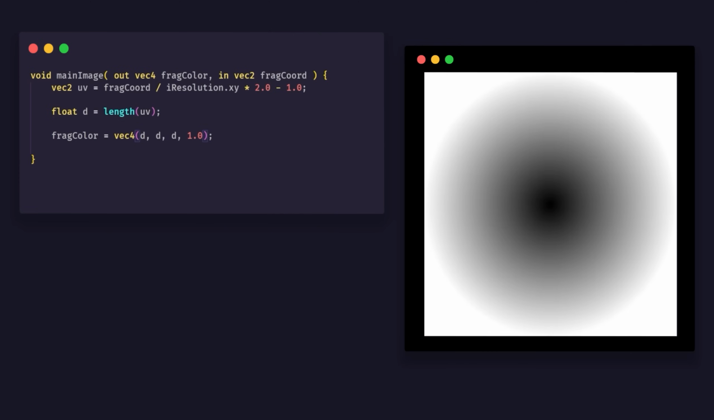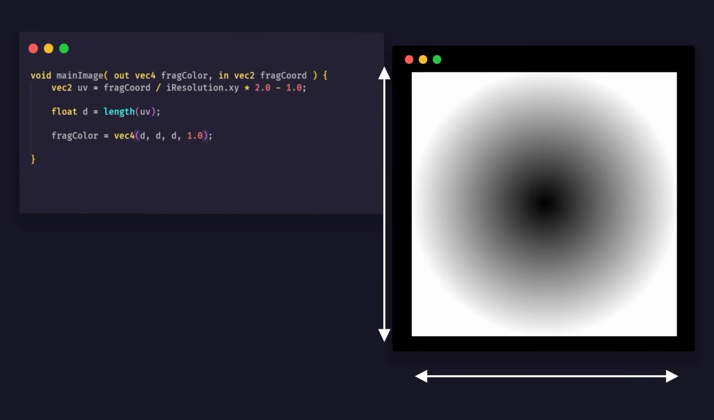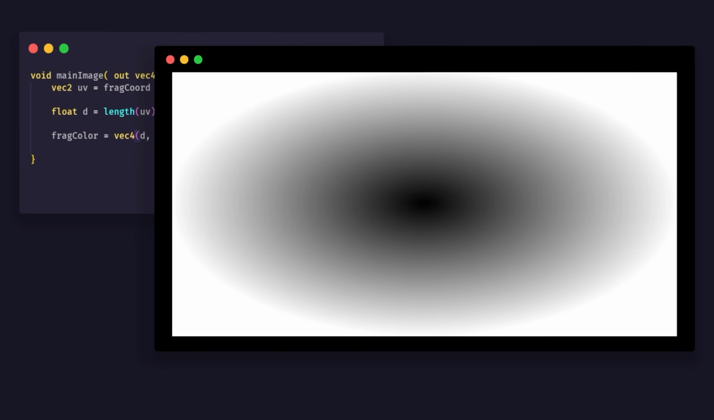But before continuing, we need to address an issue with the current code. Everything works fine because our canvas is a square and has an aspect ratio of 1, meaning the width and height are equal. However, if we were to change the aspect ratio by making the canvas wider, for example, we would notice that the circle gets stretched horizontally. This occurs because our UV values always range from 0 to 1, regardless of the canvas's width and height.